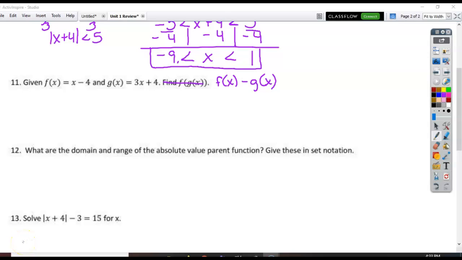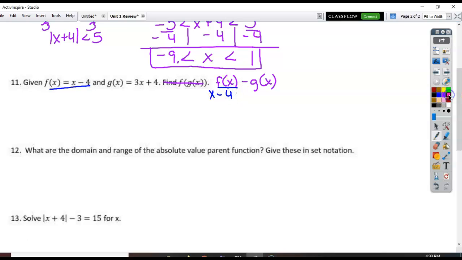Okay, let's look at number 11. Number 11, you were just subtracting functions. So let's go over here and we're going to take the first function, f, right here. It's x minus 4. So I'm going to put x minus 4 in for my f of x.